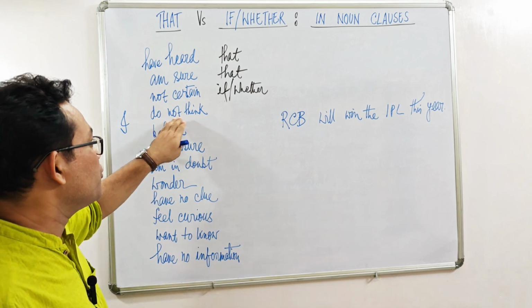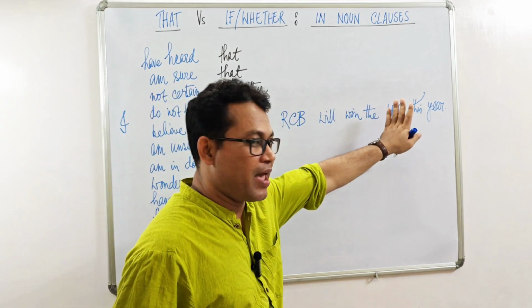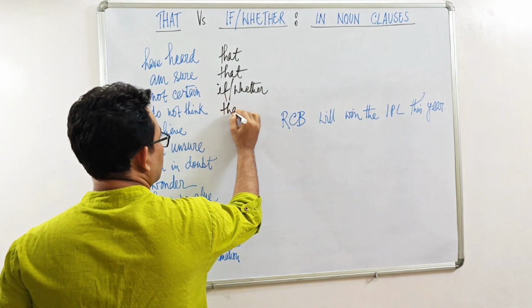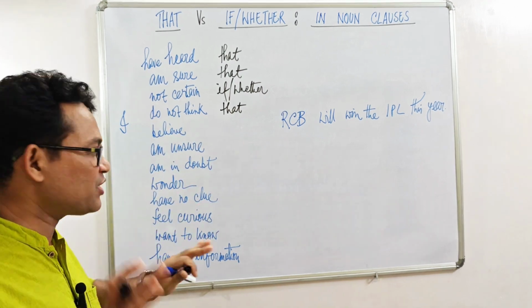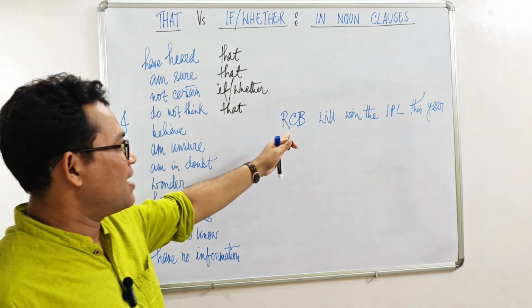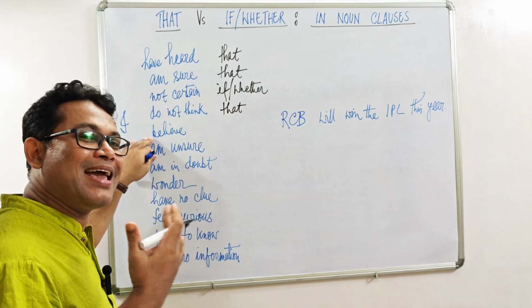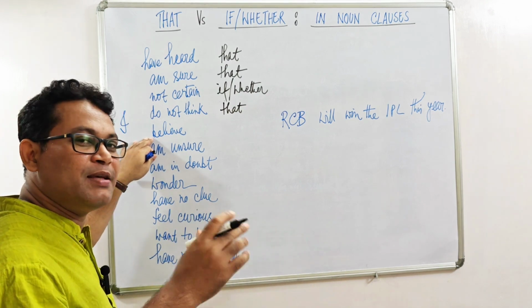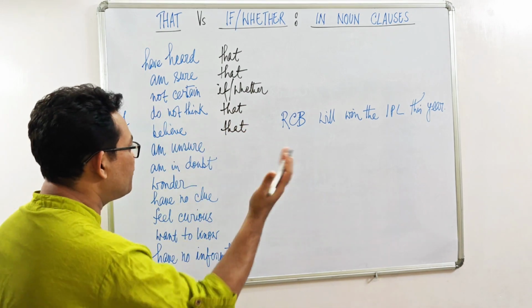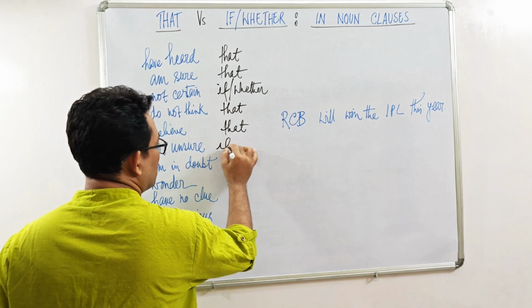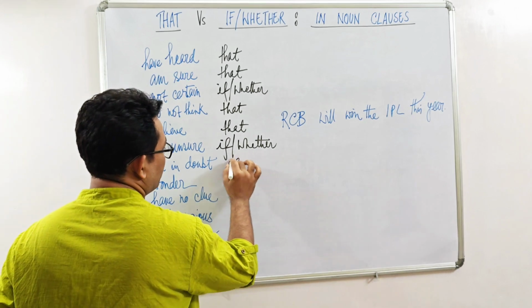Next is very, very important. Do not think, although in negative, the speaker, I, is quite certain about this fact. So it should be again that. So the sentence is, I do not think that RCB will win the IPL this year. We must not say, I do not think if or whether RCB will win the IPL this year. Be careful. Next, believe. I believe means I have the definite information. Accordingly, my belief has settled. So it should be that again. I believe that. I am unsure, if or whether. I am in doubt, again if or whether.